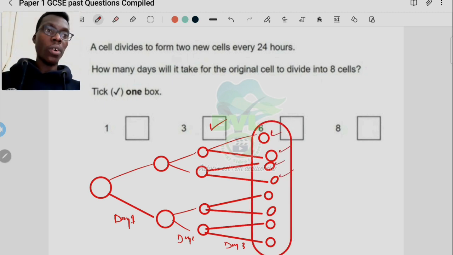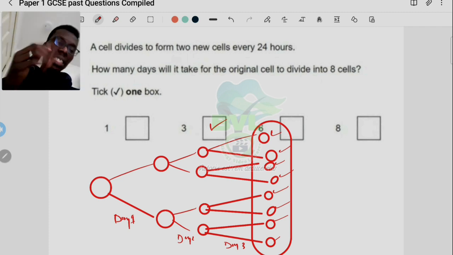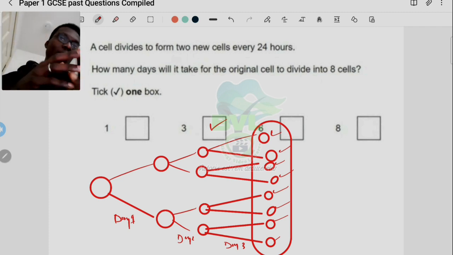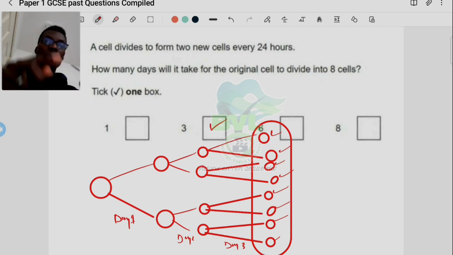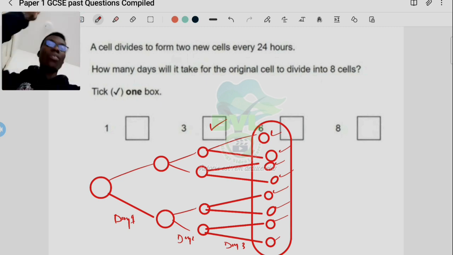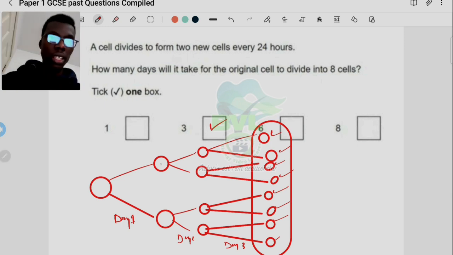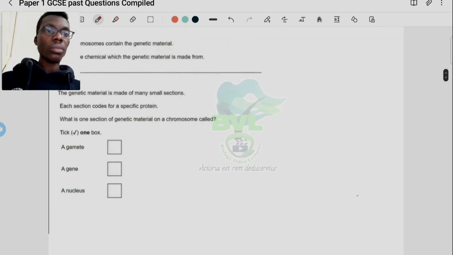1, 2, 3, 4, 5, 6, 7, 8. The reason is that it's not as though it's just one cell dividing. Once it divides, we have 2 coming out from that, and each of those will divide by itself. That's why I have to draw this whole thing. So it's going to take 3 days for you to have that.